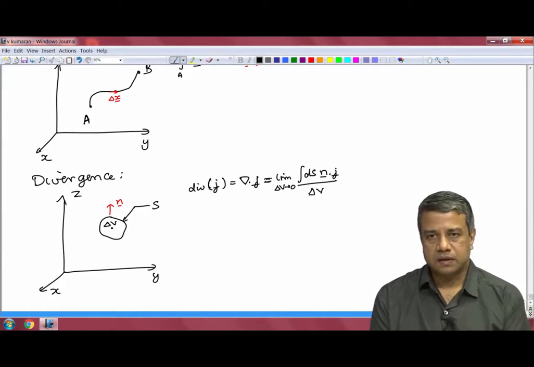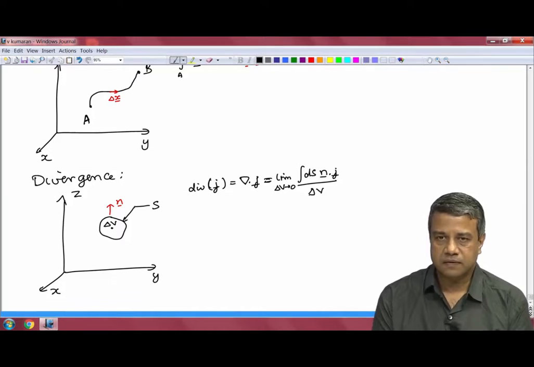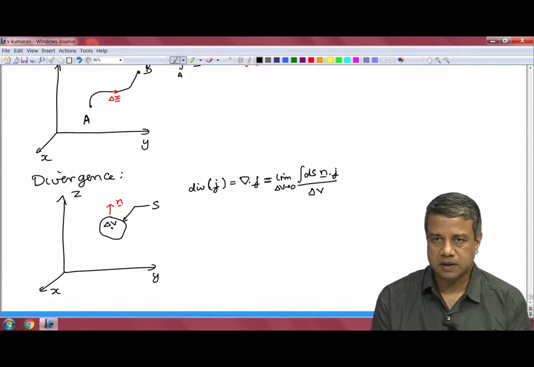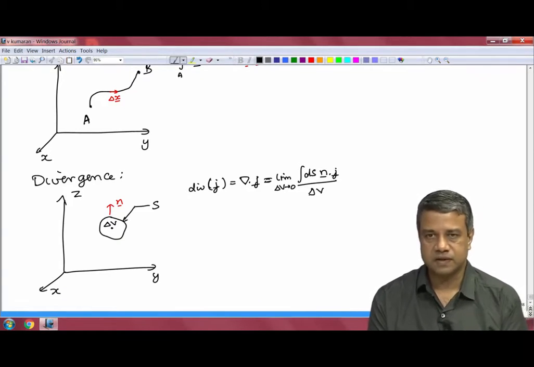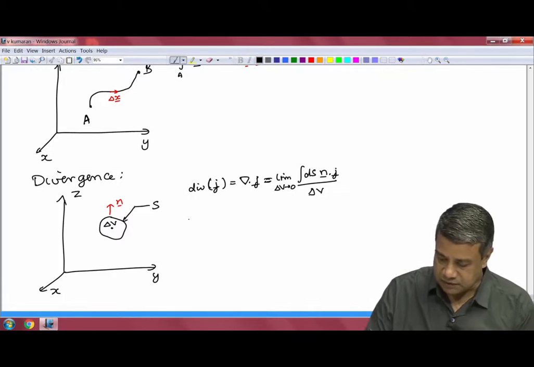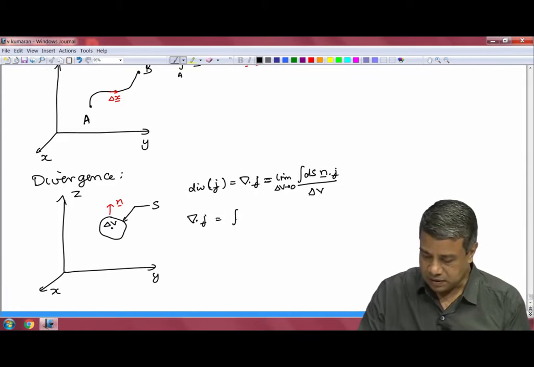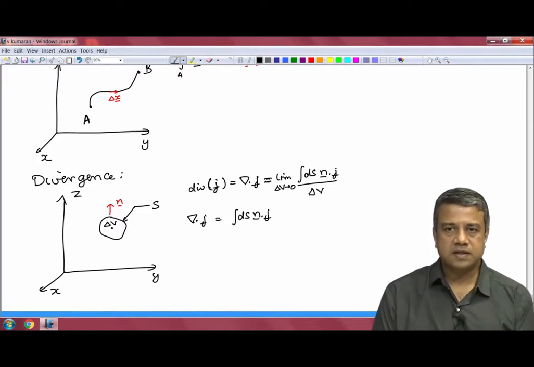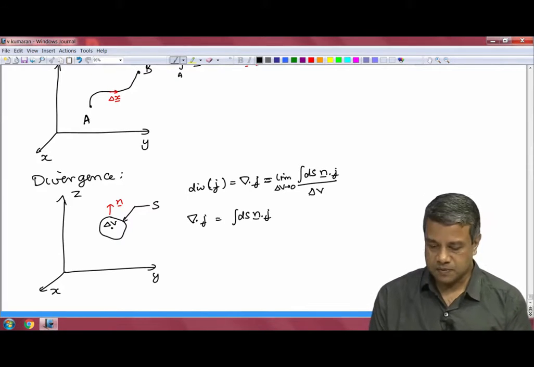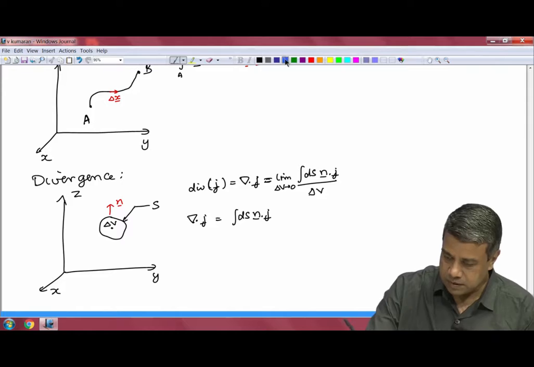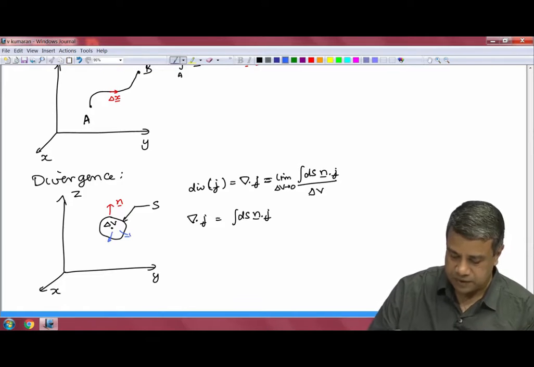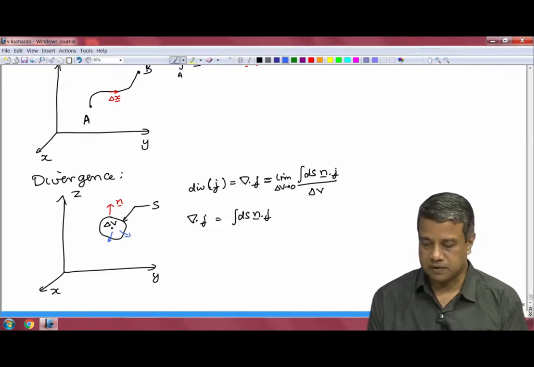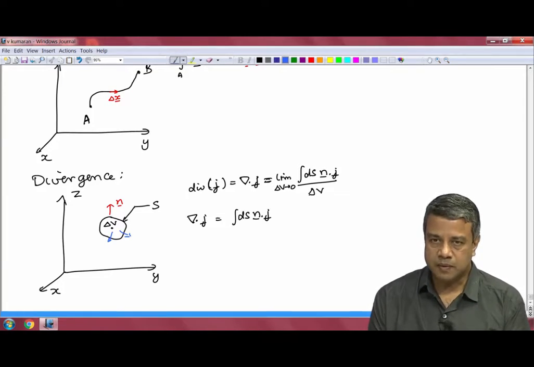And this was equal to the net flow rate out of the volume divided by the volume itself, the divergence of the flux. If you recall, this was equal to the net flow rate, integral ds n dot j. The flux is the transport of mass across the surface per unit area per unit time. The flux dotted with the unit normal is the transport perpendicular to the surface.